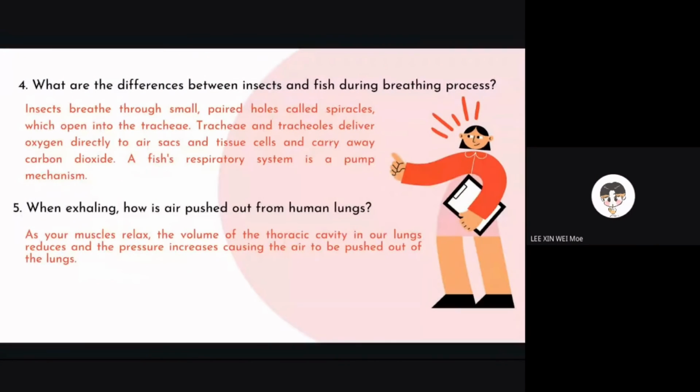So, Valerie, may I ask you, what are the differences between insects and fish during the breathing process? Insects breathe through small pore holes called spiracles, which open into the trachea, and tracheoles deliver oxygen directly to air sacs and tissue cells and carry away carbon dioxide. A fish respiratory system is a pump mechanism.